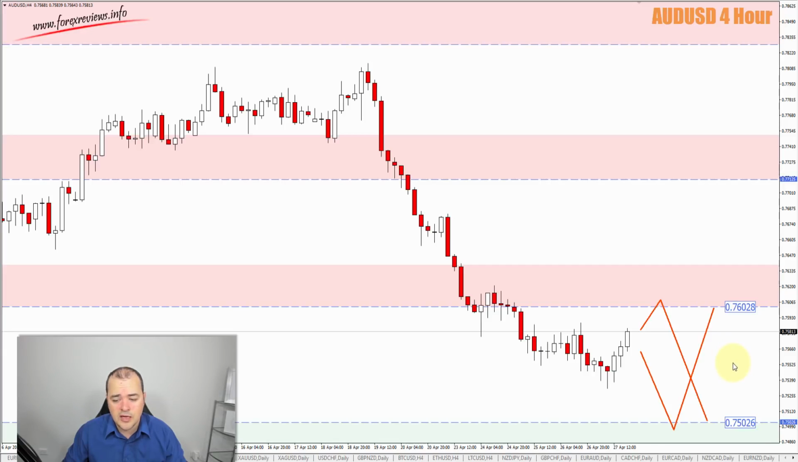So overall on AUD, holding the 76 zone area as a pullback area to the upside, where I'm just looking for bearish evidence and a potential move to the downside from this important area.